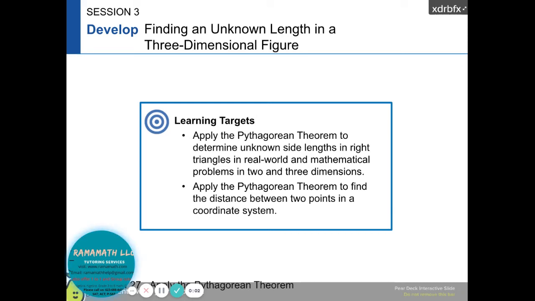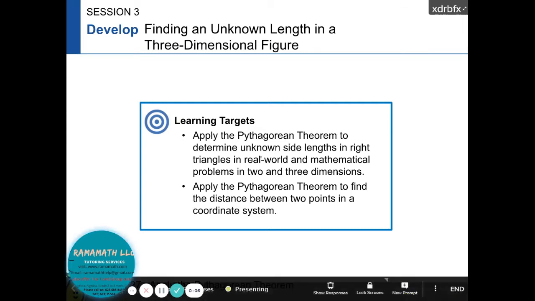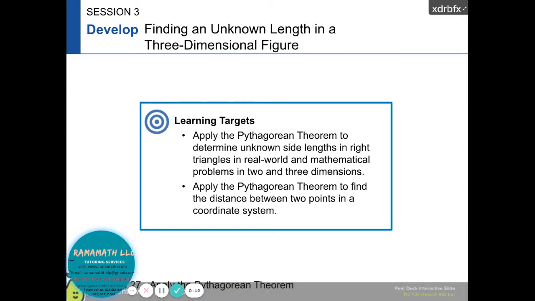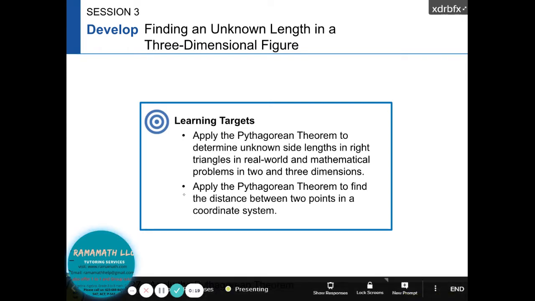All right, so if you look at the learning target: apply the Pythagorean theorem to determine the unknown side lengths in right triangles in real life situations, and also apply the Pythagorean theorem to find the distance between two points in a coordinate system. The Pythagorean theorem definitely helps you find the unknown sides of a right triangle, and if you want to find the distance between two points, you can definitely use the Pythagorean theorem.